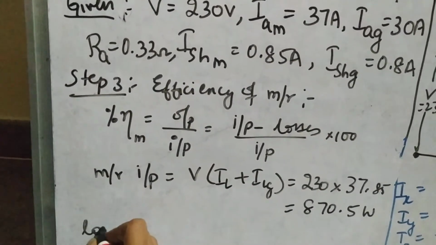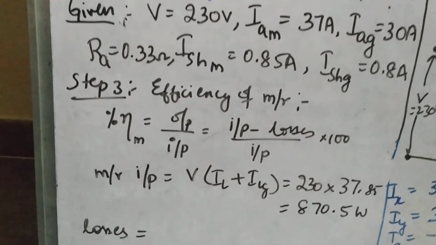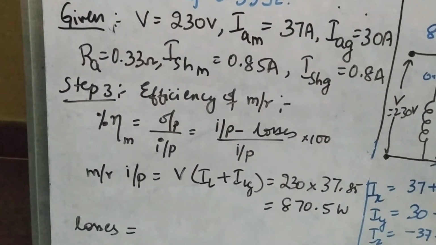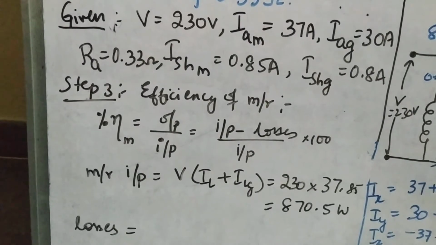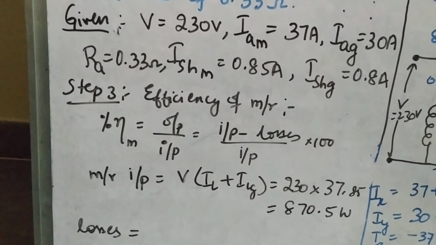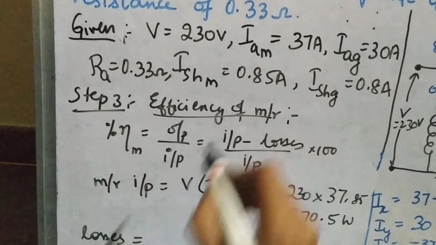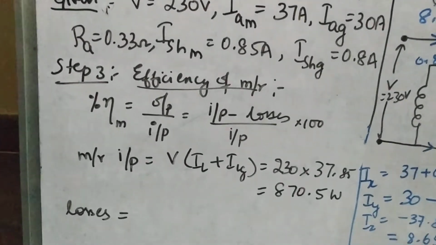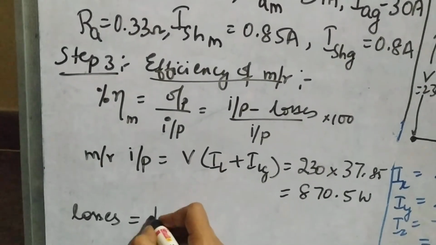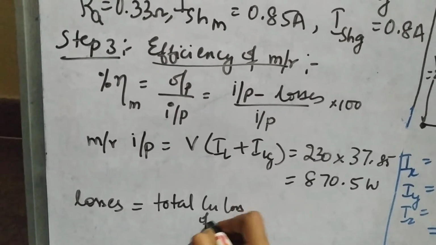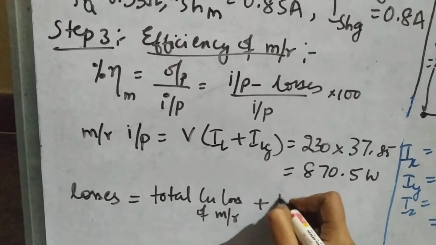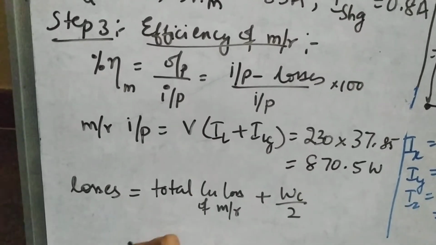And the total losses is nothing but the variable loss plus the constant loss. What is that variable loss? Variable loss means the copper loss. Copper loss of what? Motor, because we are calculating efficiency of motor. So we have to take the total copper loss of motor, plus WC divided by 2.